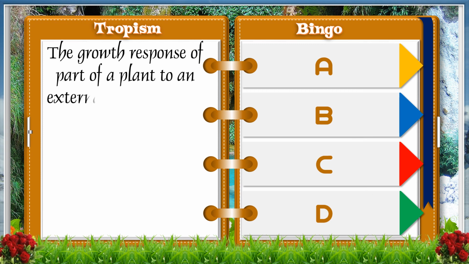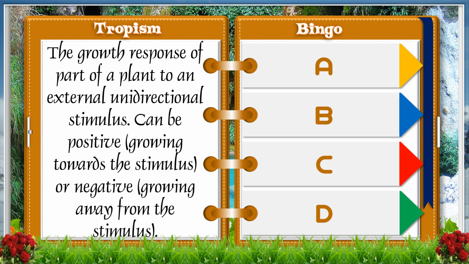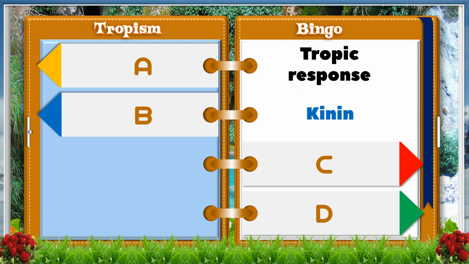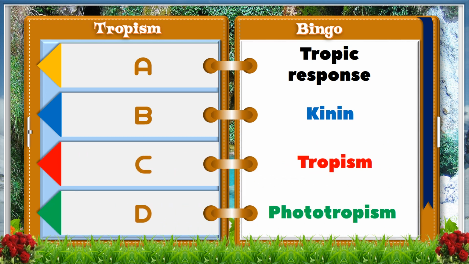The growth response of part of a plant to an external unidirectional stimulus can be positive, that is, growing towards the stimulus, or negative, that is, growing away from the stimulus. A, tropic response. B, kinin. C. Tropism. D. Phototropism. And the answer is C. Tropism.